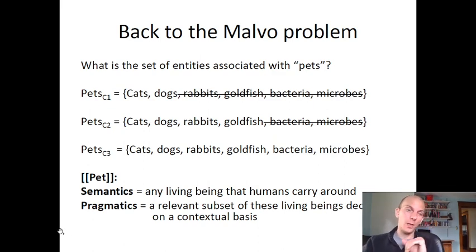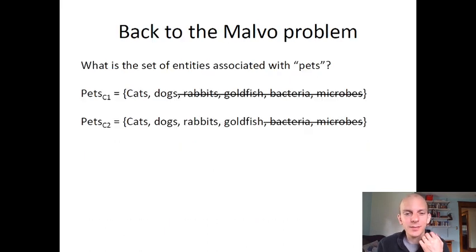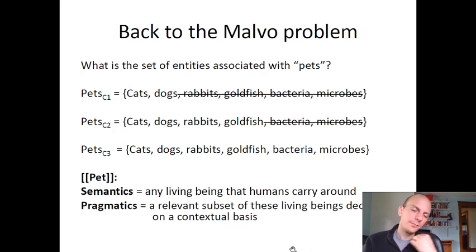A more central, more important concept that I want you to take away from this is this difference between semantics and pragmatics, whereby semantics is something more like the literal meaning of the words, like the truth conditions that we were looking at before. And pragmatics has to do more with actual interpretation, what people actually mean, right? And this actual interpretation depends crucially and heavily on context. As we saw here, right? The pragmatics is the relevant subset based on the context.